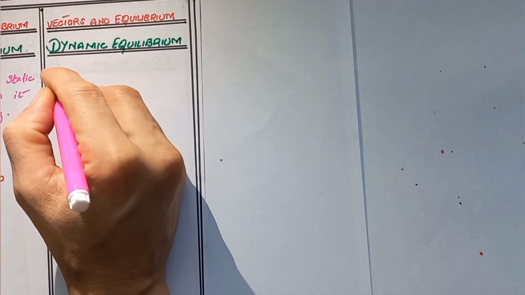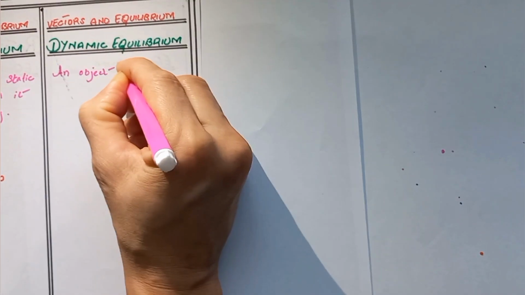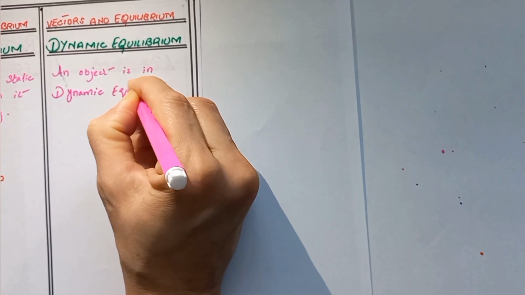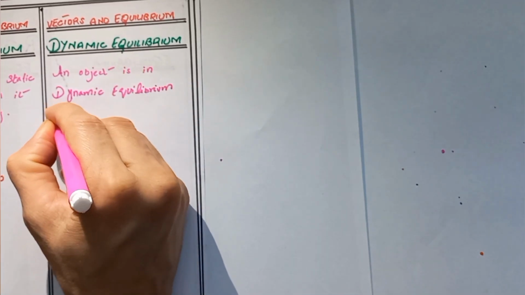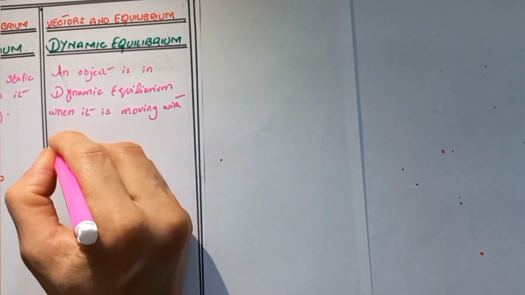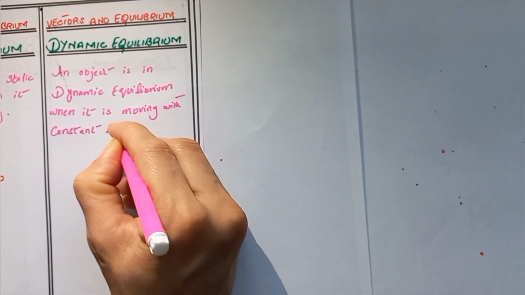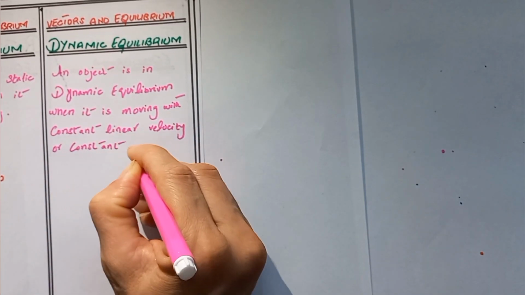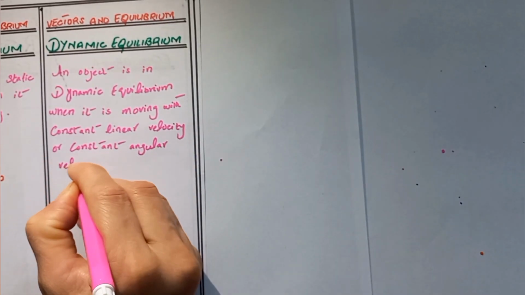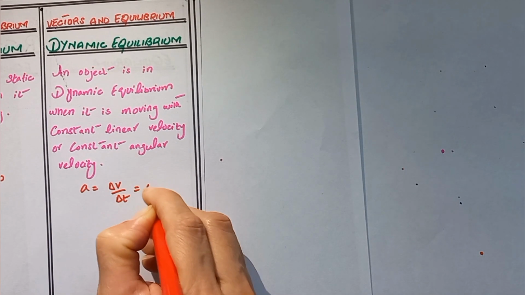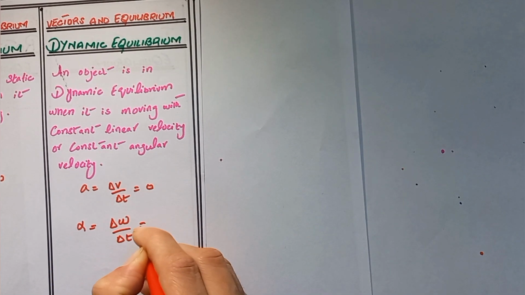Now we discuss the dynamic equilibrium. What is the dynamic equilibrium? An object is in dynamic equilibrium when it is moving with constant linear velocity or constant angular velocity. So here the linear acceleration is 0 when velocity is constant. Angular acceleration is 0 when angular velocity is constant.